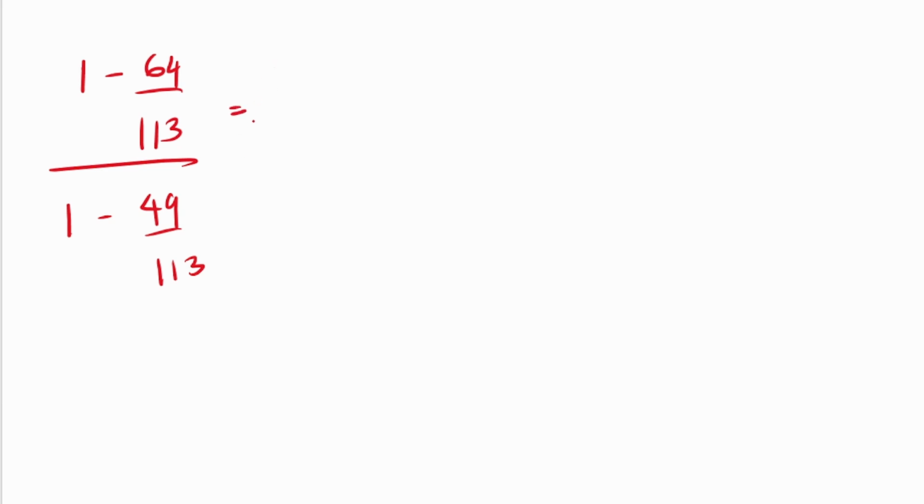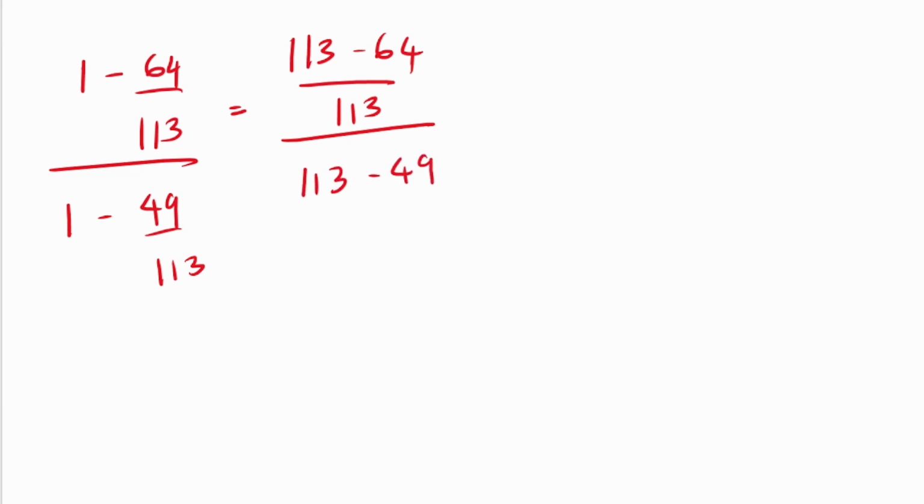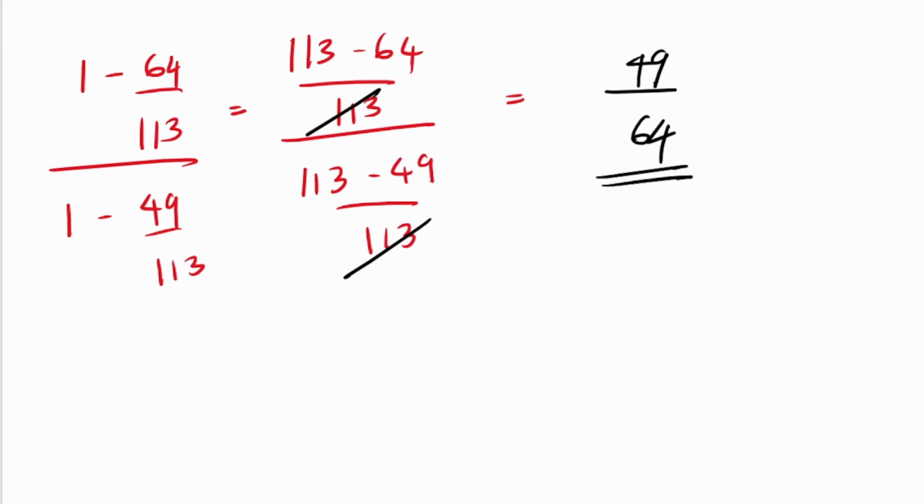How are we going to do this? We can take LCM and solve. 113 minus 64 divided by 113, divided by 113 minus 49 divided by 113. You can cancel 113 by 113, and by subtracting 113 minus 64, we get 49, and 113 minus 49 is nothing but 64. So this is the answer to the question.